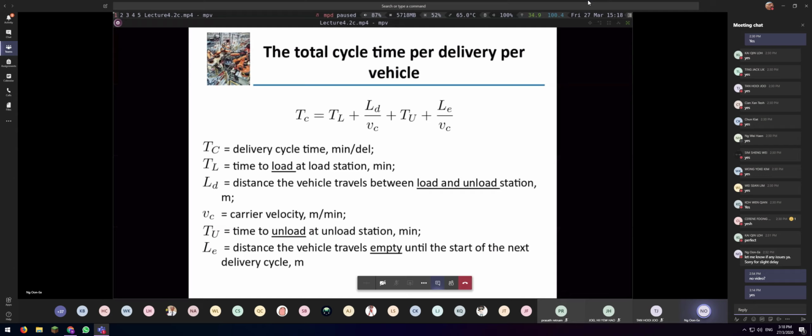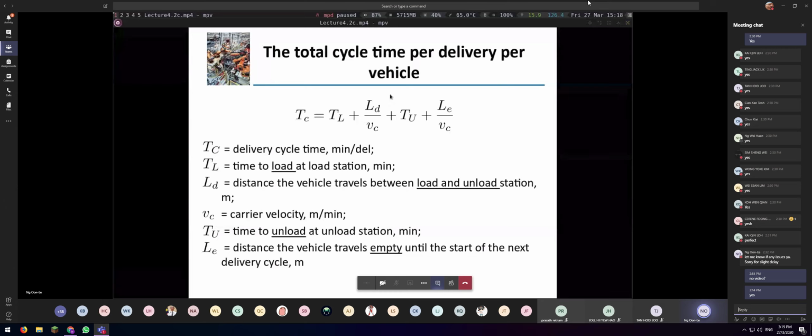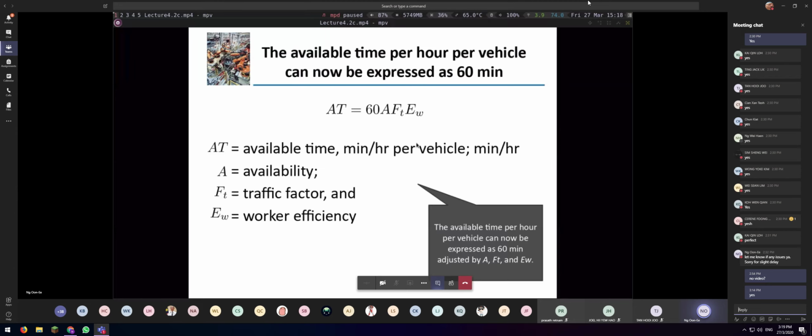We are looking at the delivery cycle time, which is the total amount of time taken to load, to move, to unload, and to move back. So this is a cycle. You load somewhere, you go, you unload, and then you come back. This gives us the total delivery cycle time. Obviously, the time for movement depends on the distance moved as well as the speed of the carrier. So this is quite simple.